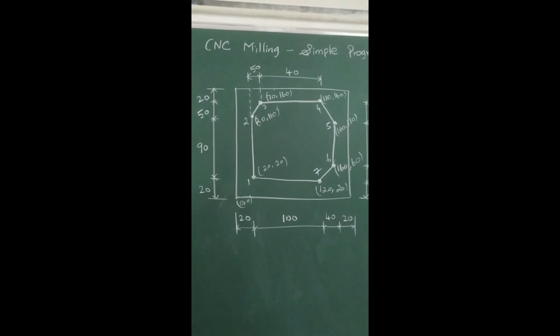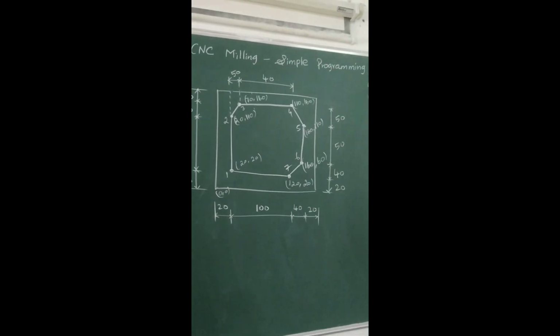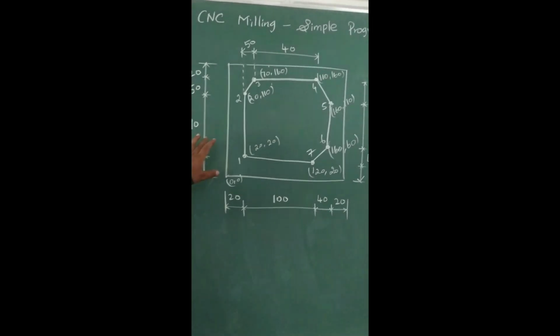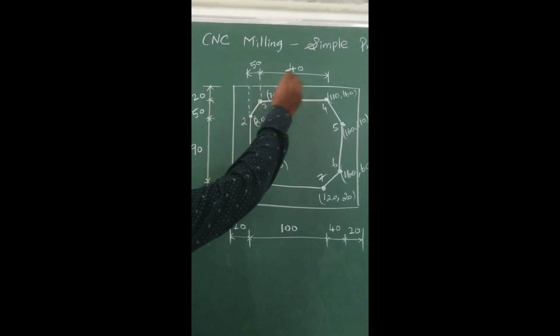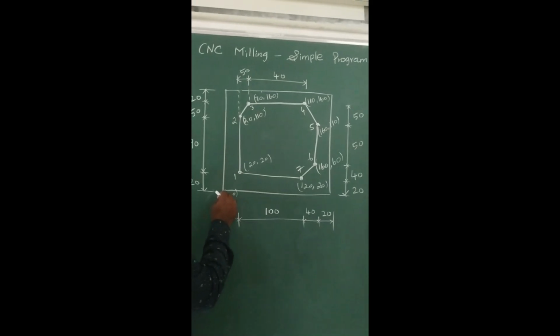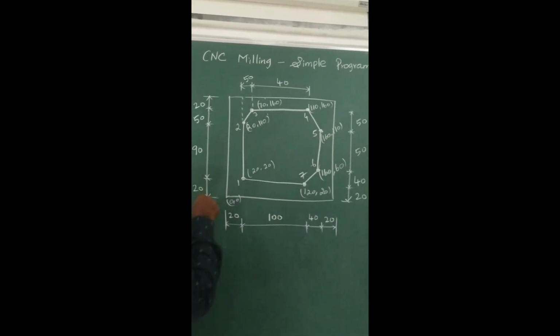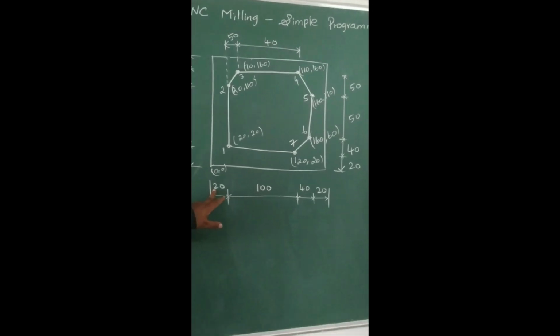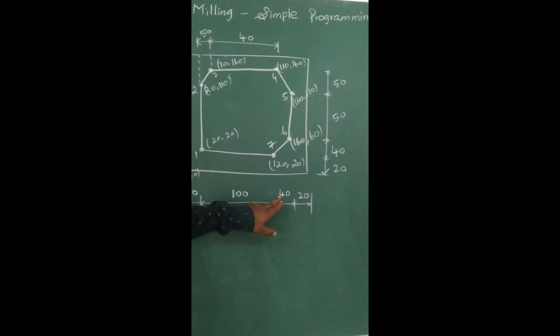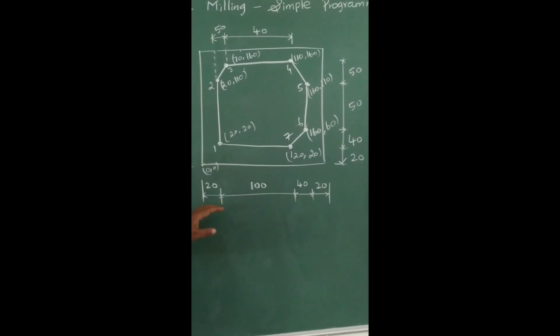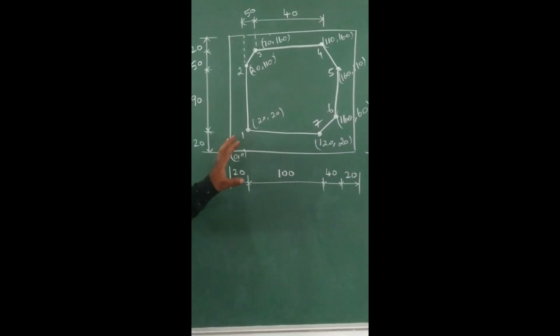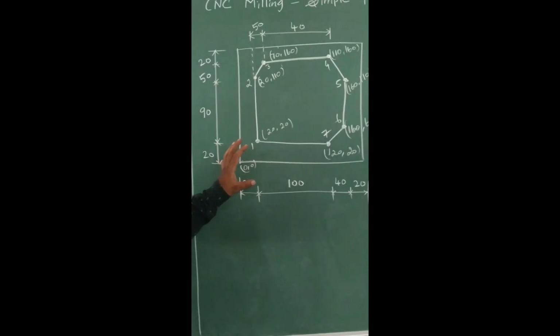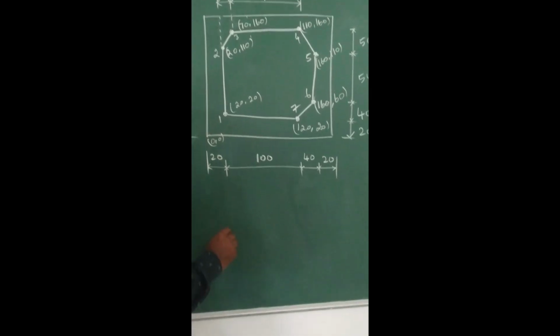So next we are going to see the CNC part program in milling. This is a sample diagram. This is the total dimension of the workpiece. This is the length and this is the width of the workpiece. So the total length will be 100 plus 20 is 120, plus 40 is 160, plus 20 is 180. This is the total length. Here totally 3 axes will be there as far as milling is concerned.